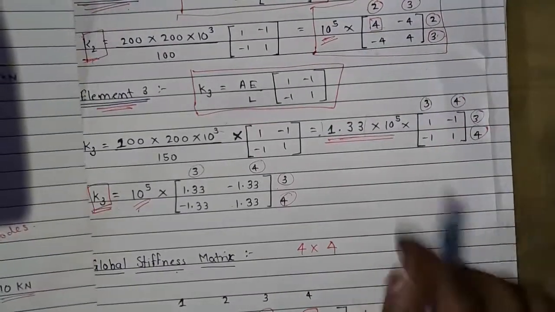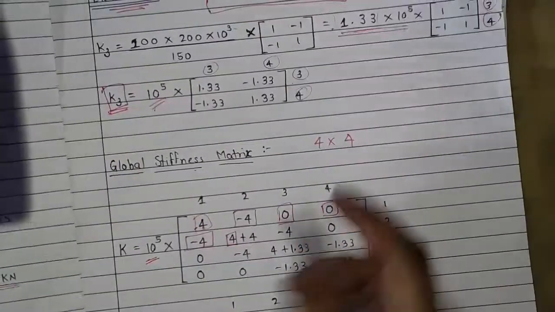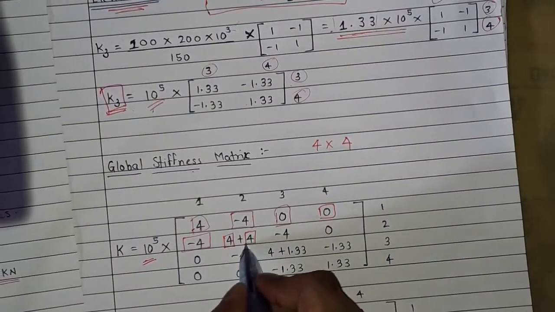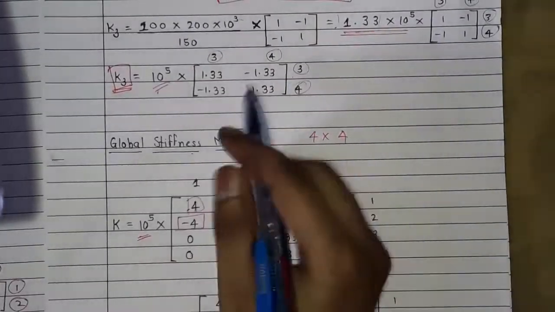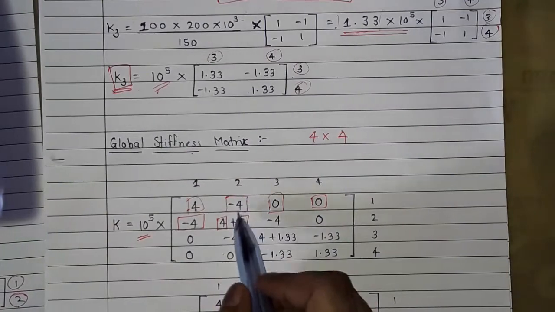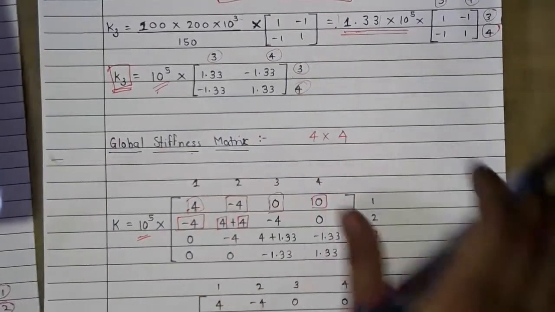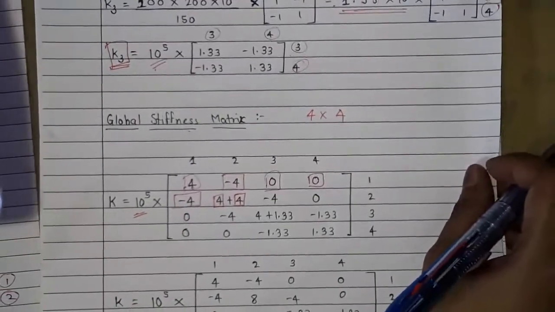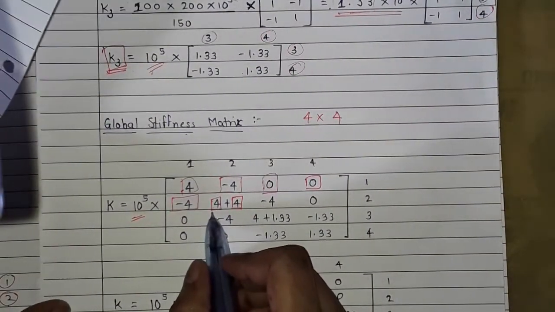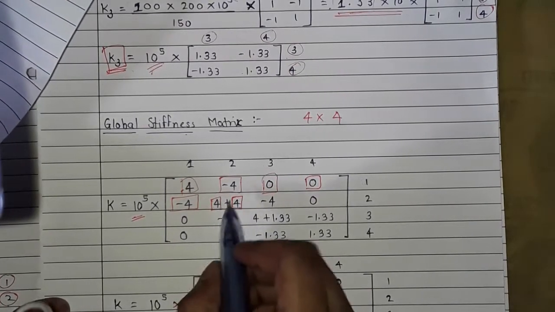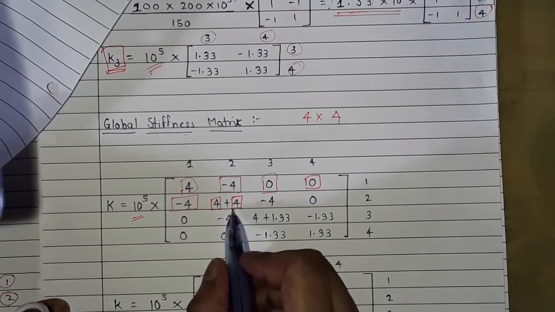So we add this value because it is a plus sign, so here 4 plus 4. Now let's see in the K3, here there is no second column and second row value, so here, friends, in the global stiffness matrix there are only these two values from K1 and K2, so we will add those values here.